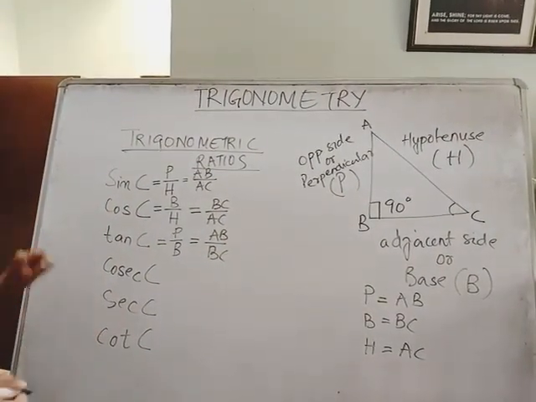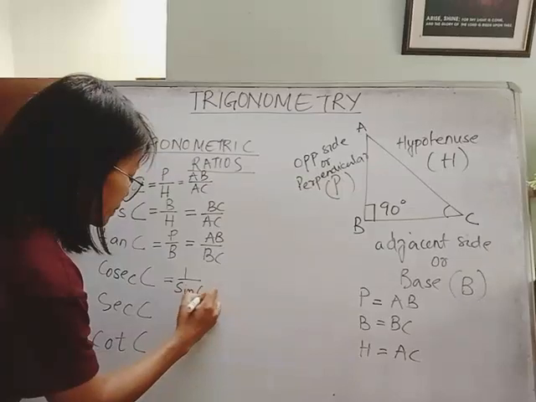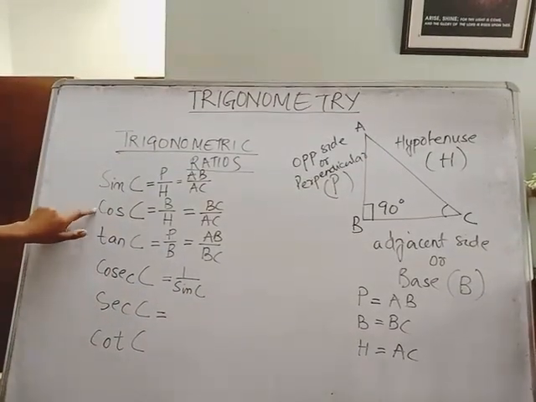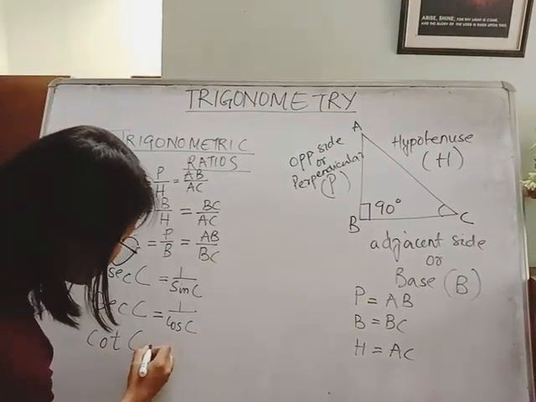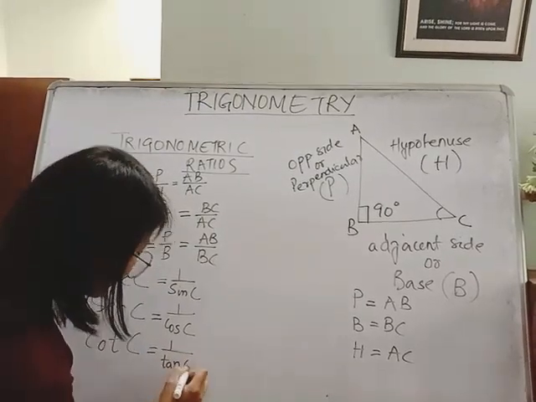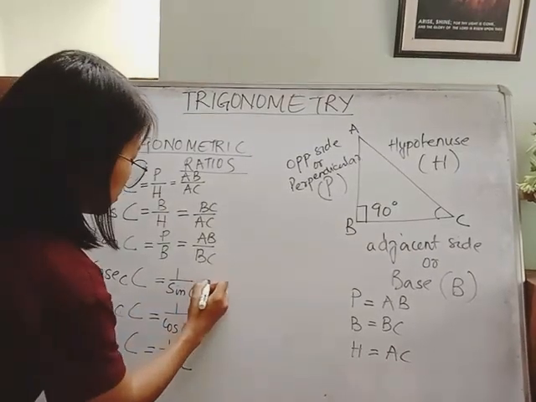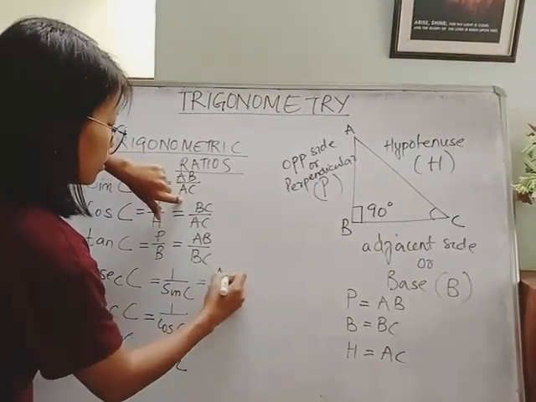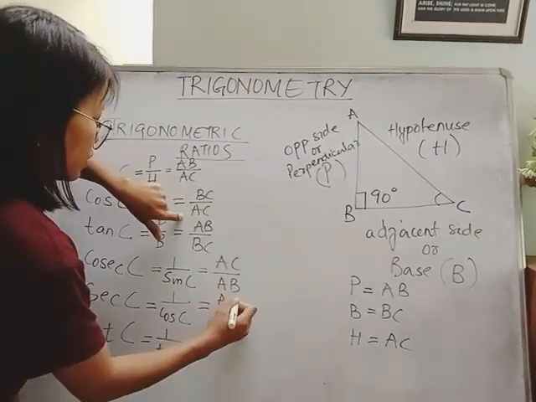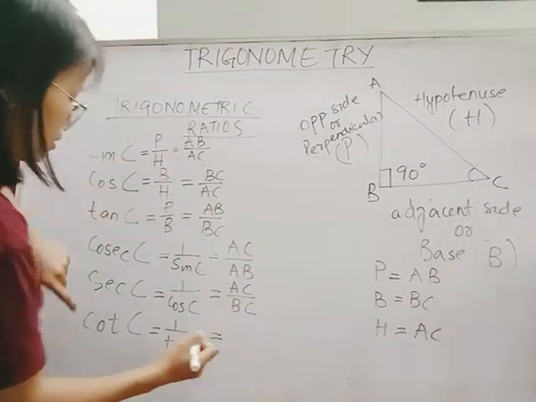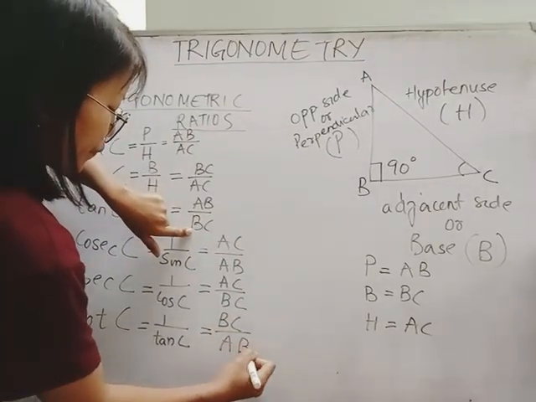Now, 3 trigonometric ratios are left. Cosec C is the reciprocal of sine C. Sec C is the reciprocal of cos, and cot is the reciprocal of tan. If these 3 are the reciprocals of the first 3 trigonometric ratios, then the reciprocal of sine will be AC upon AB, the reciprocal of cos will be AC upon BC, and the reciprocal of tan will be BC upon AB.